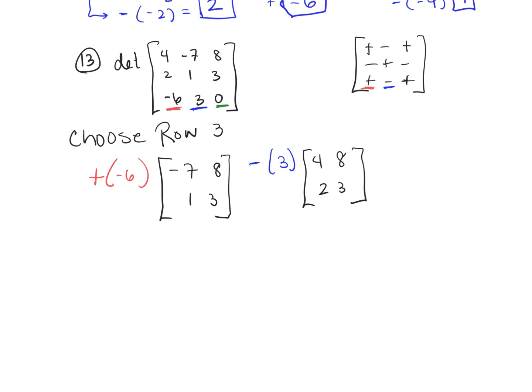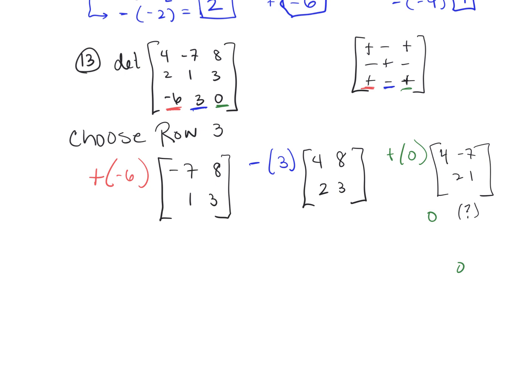And then last but not least, I'm going to write it down. So I'll have a positive 0, but then do I really care what's here? No, because this is going to be 0. Now, just for practice, if I were to cross out row 3, column 3, I would have 4, negative 7, 2, 1. But again, don't care because we're multiplying by 0. So this is going to end up being 0. Done.